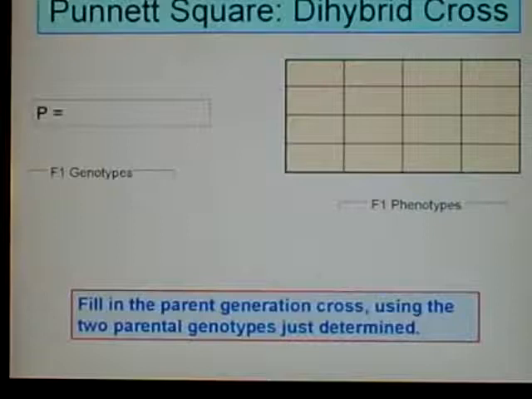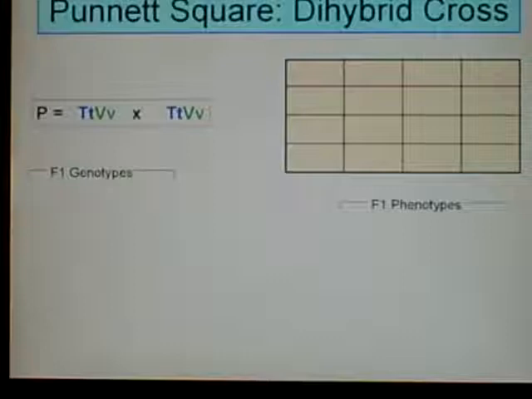We can move on to complete phase 1, which is to fill in the parent generation cross using the 2 parental genotypes just determined. And there we are. Parent generation cross is big T, little t, big V, little v, crossed with big T, little t, big V, little v. I've used different colors for the alleles for the different genes just to show that they are different genes. The T's are 2 alleles for the height character, which can represent either tall or dwarf. Then the V's are the gene for the flower color, and the alleles can be either capital V or little v.